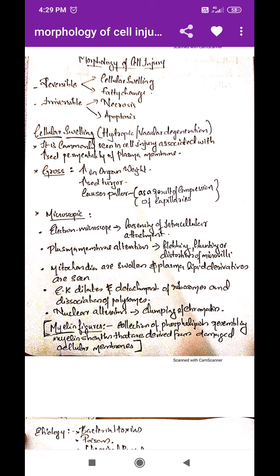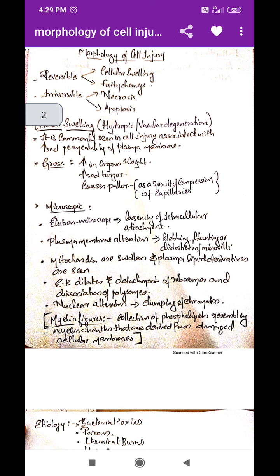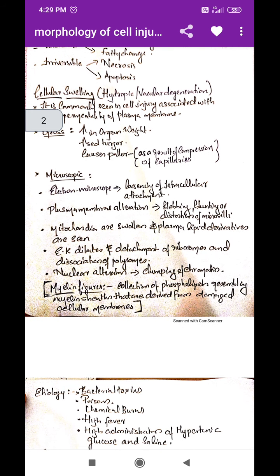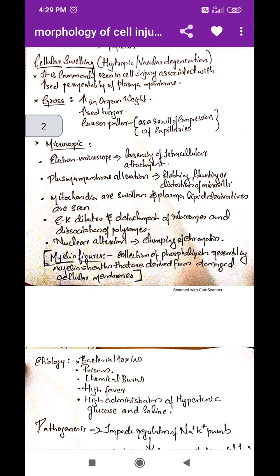It is also called hydropic change or vacuolar degeneration. It is commonly seen in cell injury associated with increased permeability of the plasma membrane. Grossly, there is increased organ weight and increased turgor pressure, and it causes pallor. Pallor is a result of compression of capillaries.